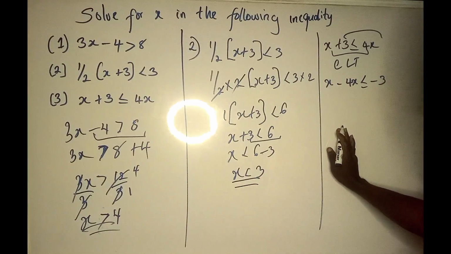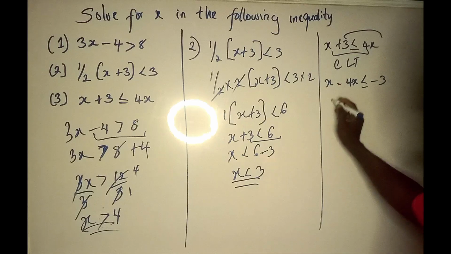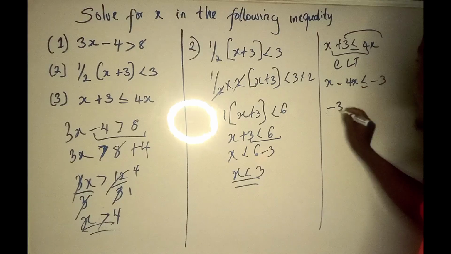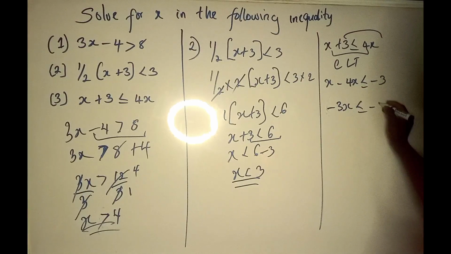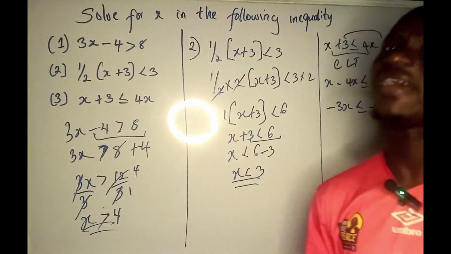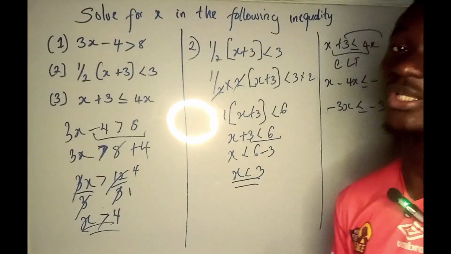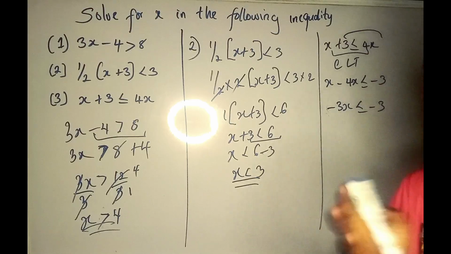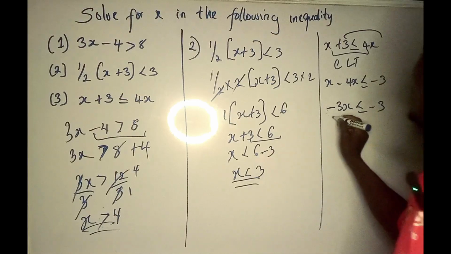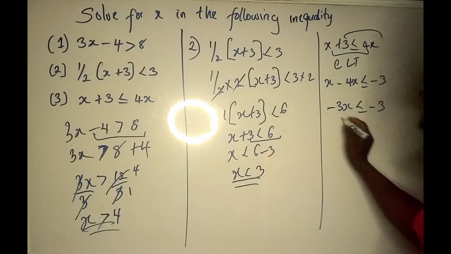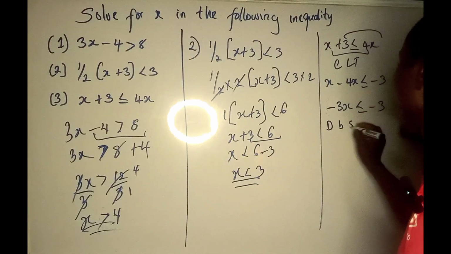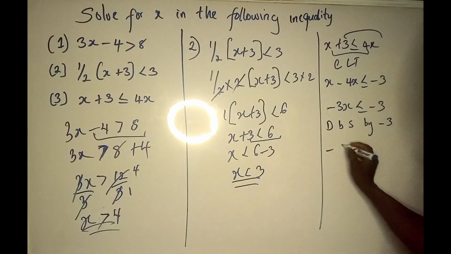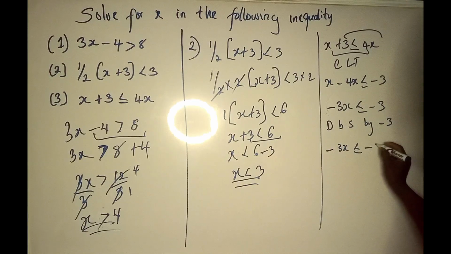There's something I want to tell you concerning this. Just stick to the end. We have x minus 4x, that gives us minus 3x less than or equal to minus 3. Now, whenever you are dividing or multiplying with a negative number in an inequality, you switch the sign. Because here we are looking for x, right? So we say divide both sides by minus 3.